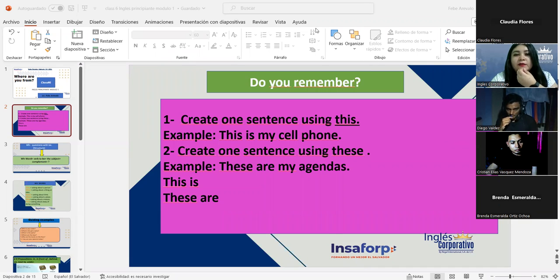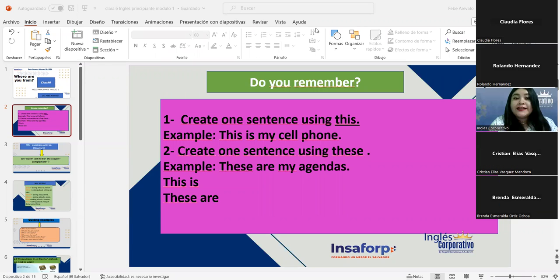All right. Don't worry, Miss Salguero. Claudia Flores, please, and then Rolando. This is a pencil. This is a pencil. Very good. Excellent. That's correct. Notemos que Claudia no la hizo personal, all right?